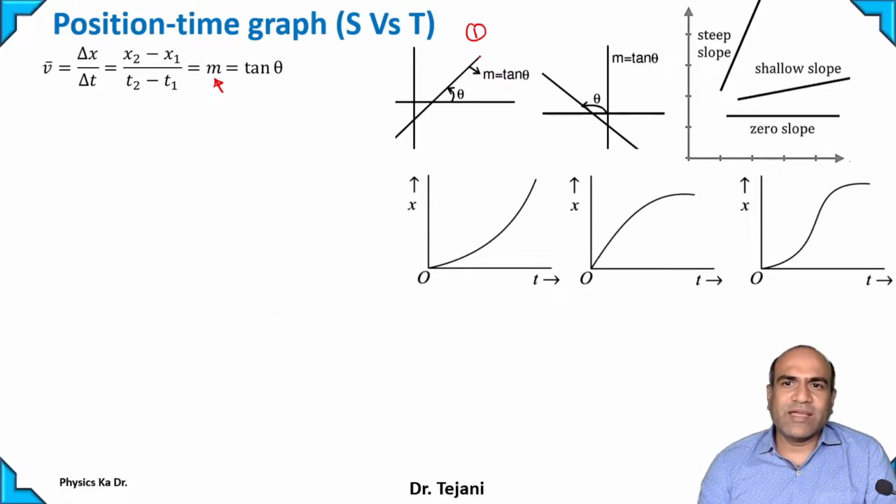Is it positive or negative? If theta is less than 90 degrees, the slope is positive. If you take drawing number two, theta is greater than 90 degrees, so this slope is negative.